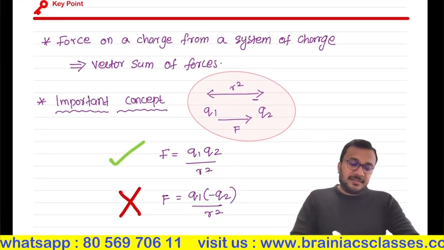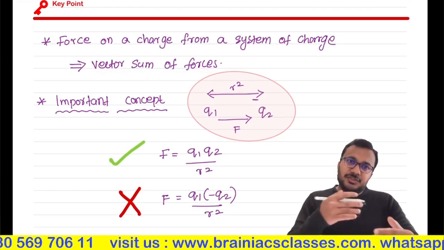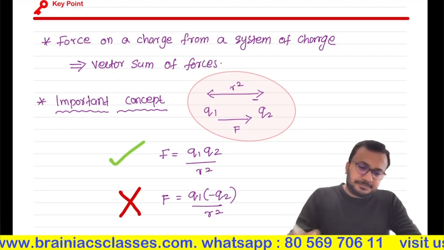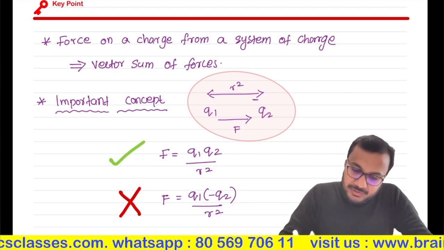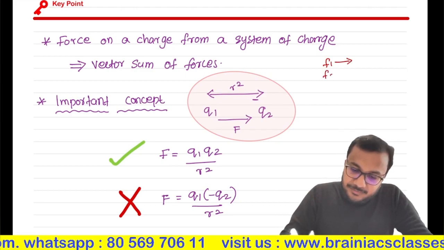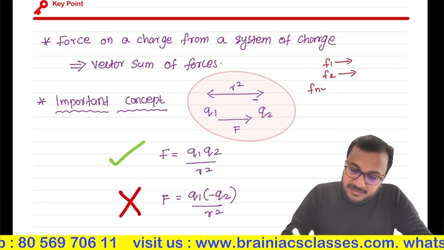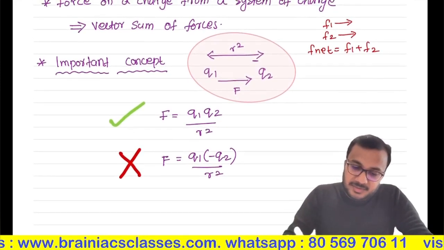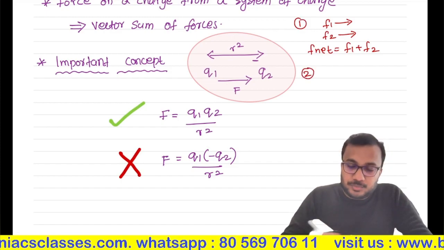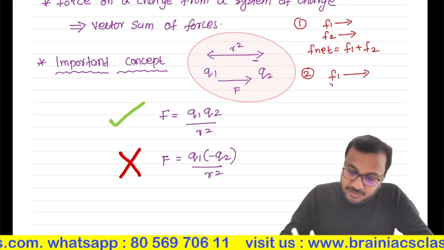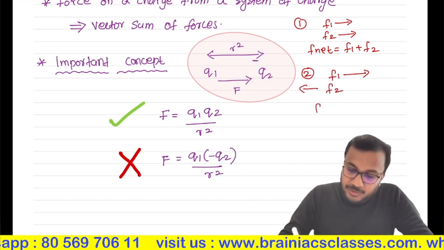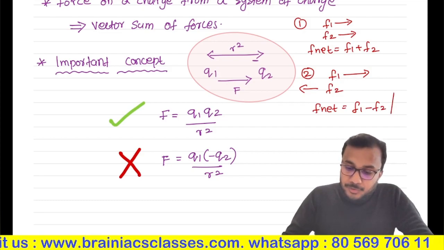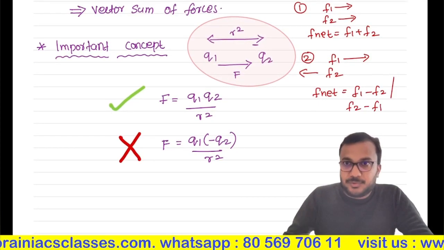Okay. So that is called the vector sum. If it is in the same direction, you will just add it up. If it is in the opposite direction, you will subtract it off. Maybe let me write it as notes. If you have F1 in this direction and F2 in this direction, what is F net? F net equal to F1 plus F2. This is case number 1. In case number 2, F1 is in this direction and F2 is in this direction. So you can write F net equal to F1 minus F2, or you can also write F2 minus F1.